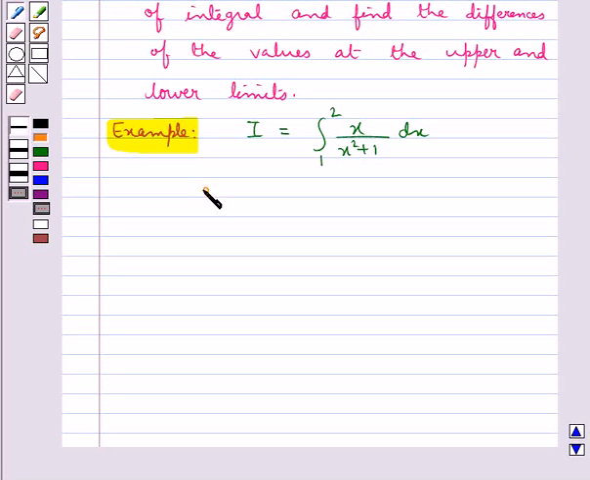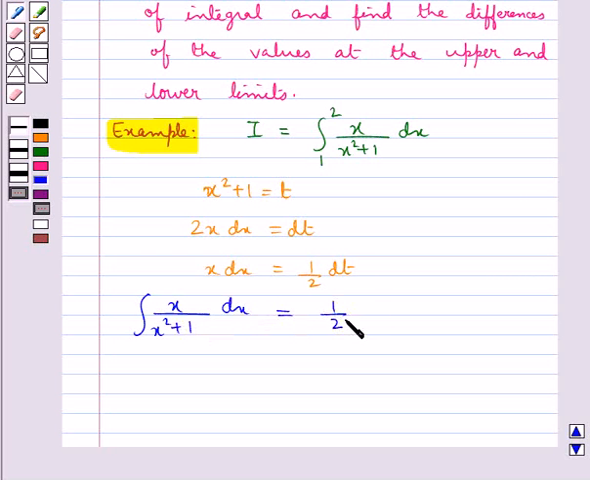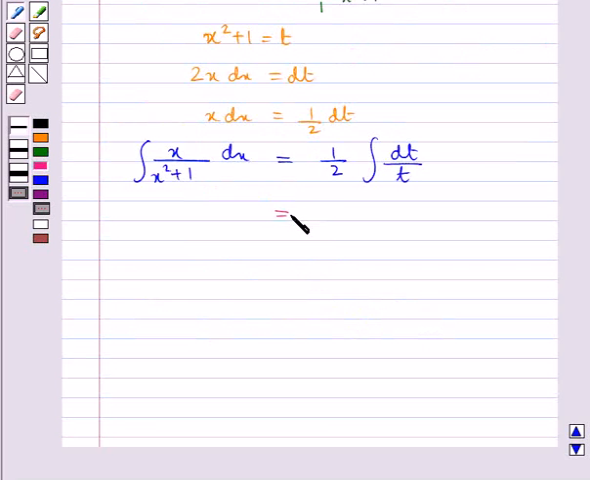Here we substitute x square plus 1 equal to t. This gives us 2x dx equal to dt, or x dx equal to 1 upon 2 dt. So we get integral of x over x square plus 1 dx written as 1 upon 2 integral dt upon t, which is equal to 1 upon 2 log modulus t. Now we substitute the value for t, that is x square plus 1. So this gives us 1 upon 2 log modulus x square plus 1.